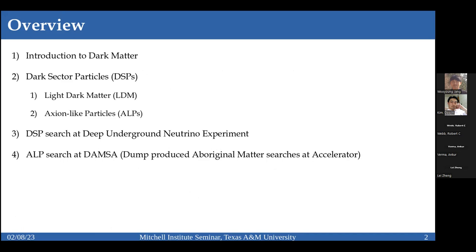This is an overview of my talk today. I'd like to introduce very briefly the dark matter and also the specific models that I am interested in. That's articles by my partner and an excellent article. And I'd like to talk about that set of particles such as the DUNE experiment, and also this somewhat new conceptual experiment design called DAMSA, and the axion-like particle search at the DAMSA experiment.